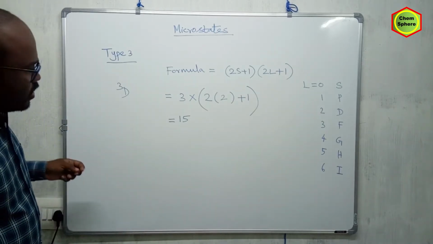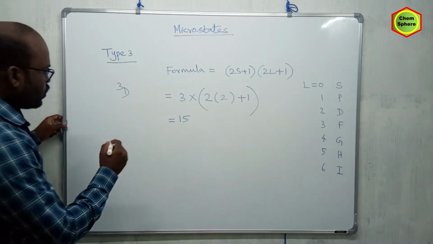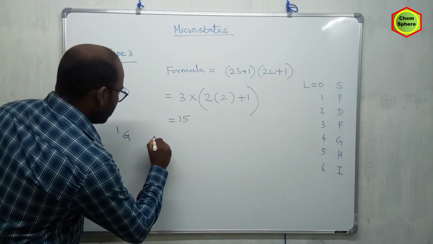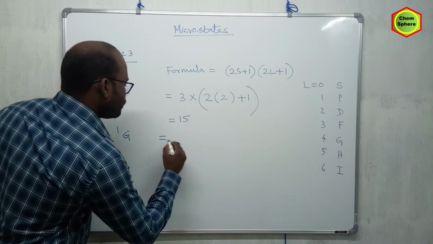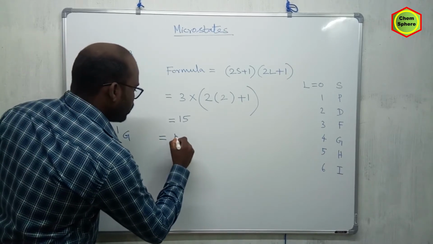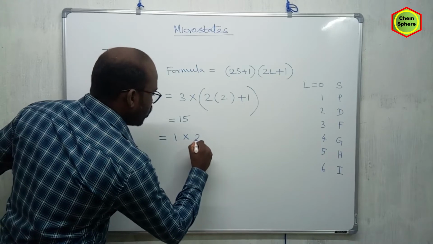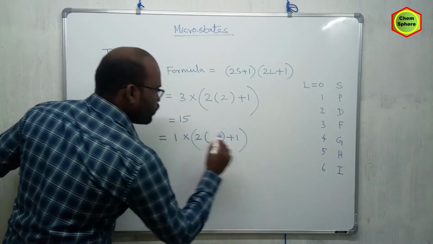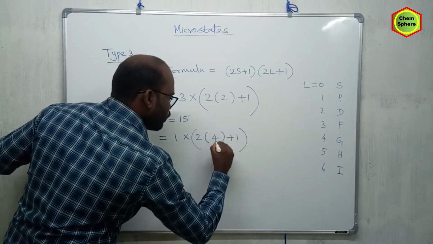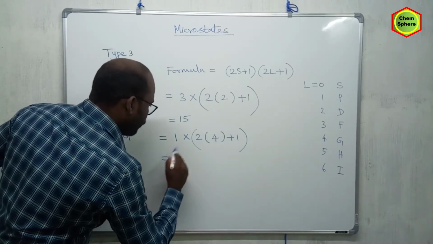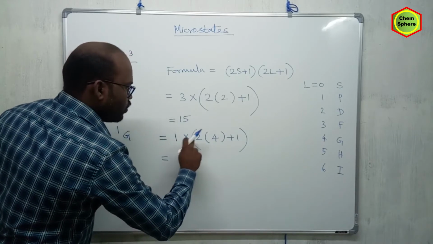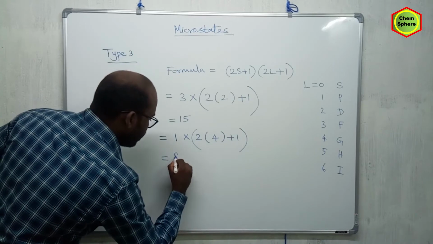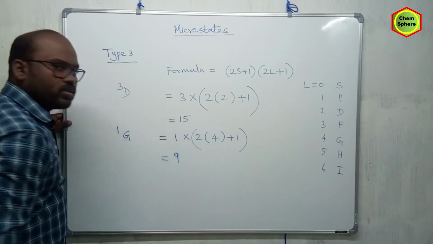Let us take another example, that is singlet G. When we apply the formula, the spin multiplicity 1 into 2 into L plus 1, G means 4. Here 1 multiplied by 2 into 4, 8. 8 plus 1, 9. 9 is the total number of microstates.